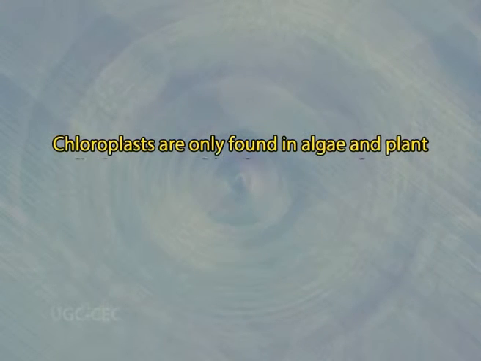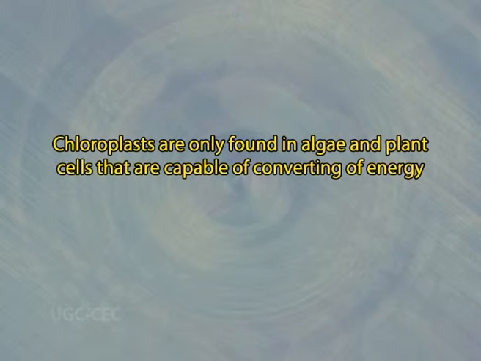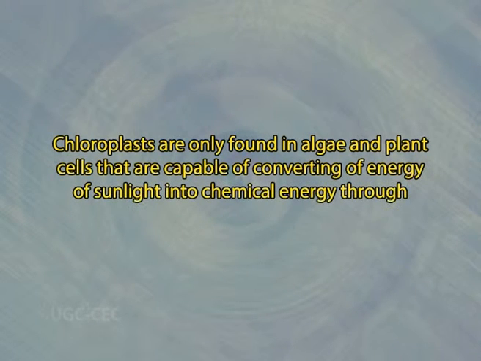Chloroplasts. The chloroplasts are only found in algae and plant cells that are capable of converting the energy of sunlight into chemical energy through the process of photosynthesis. Golgi complex. This organelle is always closely associated with the endoplasmic reticulum, both in its location and function.